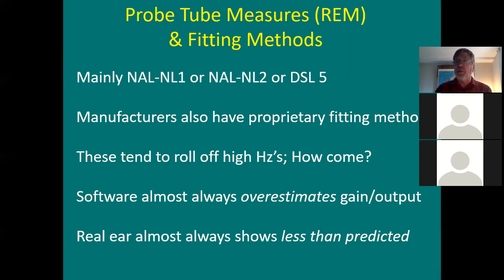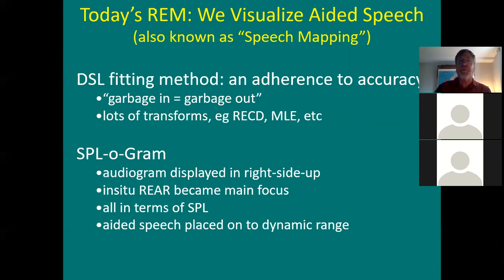Manufacturers also have their proprietary fitting methods, and these always tend to roll off the highs. And software almost always paints a prettier picture than what you're going to get. It almost always overestimates the gain or output. It looks through rose-colored glasses. Real ear almost always shows less than what was predicted in the software. We're going to look at this from a different point of view next week, but for this week, let's just stick to the basics here.